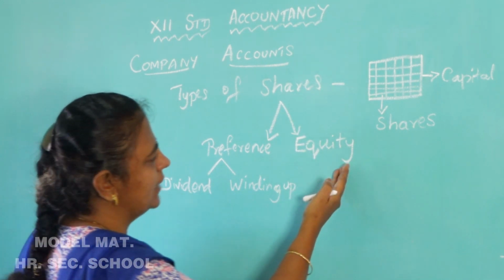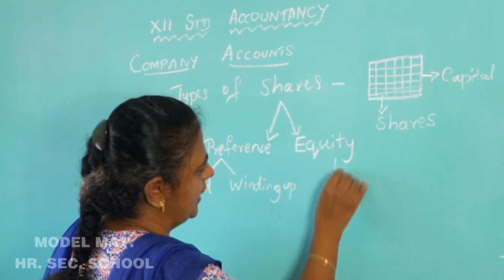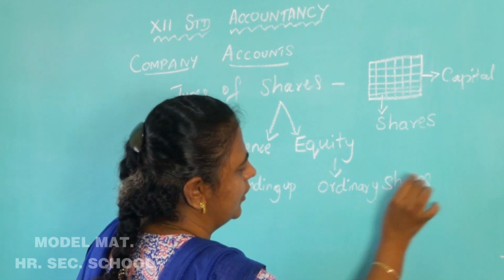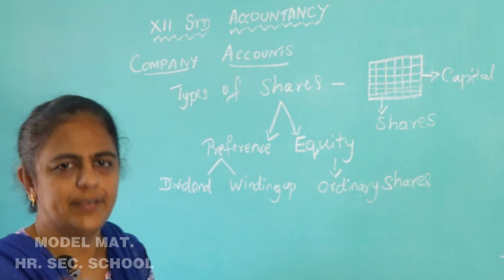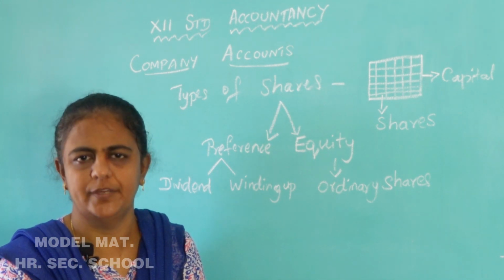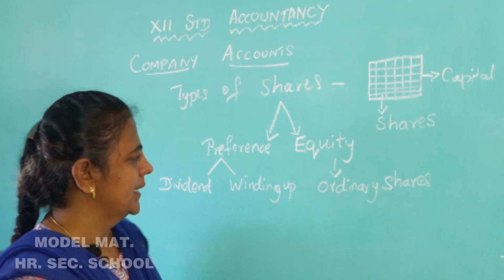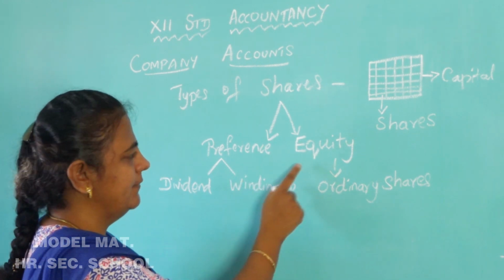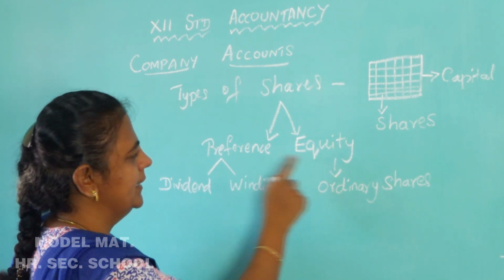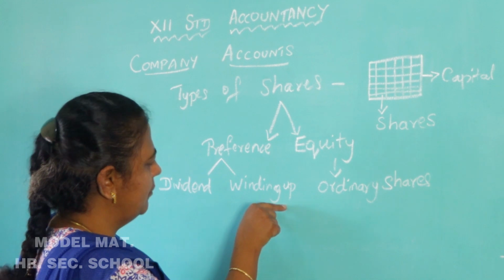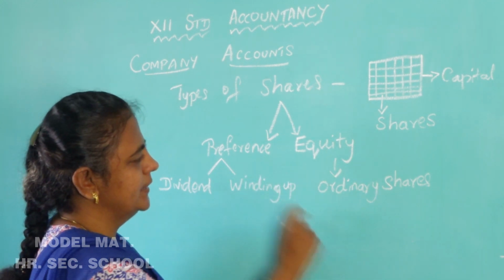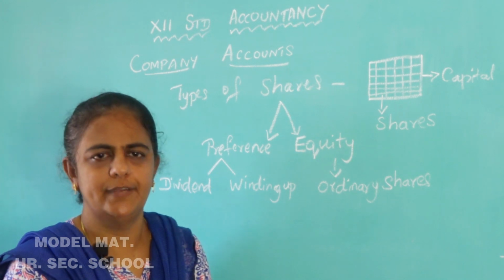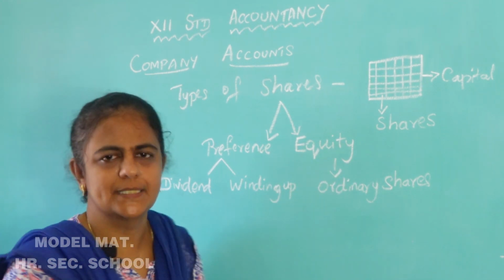Now, what are equity shares? Equity shares are otherwise called ordinary shares. Their rate of dividend is not fixed. It depends upon the profit. It keeps on changing. The equity shareholder will be paid only after the preference shareholder. The dividend will be declared first for the preference shareholder, then only for the equity shareholder. In the same way, at the time of winding up, preference shares will be given first preference, then only the equity shareholder. But the only difference between preference and equity is that here the rate of dividend is fixed, here the rate of dividend is not fixed.